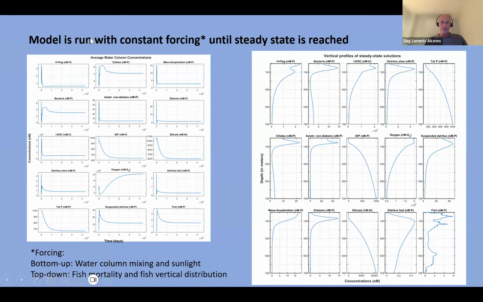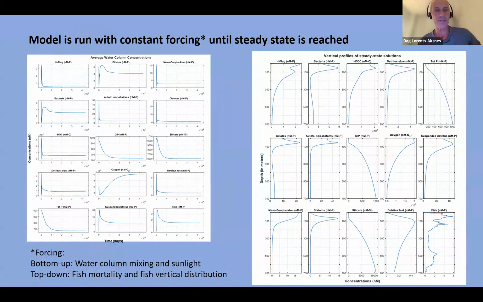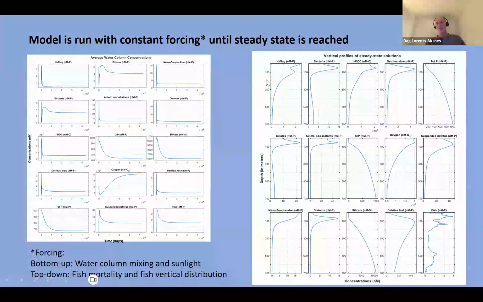We then run the model from an initial condition, which is homogeneous in the water column. So all state variables, except fishes, of course, are homogeneously distributed over the water column. Then we run it for a certain amount of days until we approach the steady state. So these depth profiles of all the state variables are the steady state depth distributions under this constant forcing.